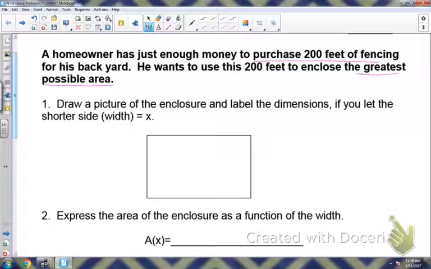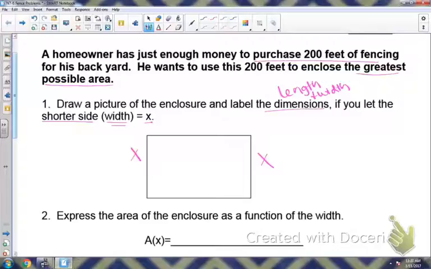Your dimensions, that means length and width. You're letting your shorter side, which will be your width, equal x. So our width will be x. Okay, so we need to figure out what our length will be in terms of x, because we know our width is x. So we're given the amount of fencing.